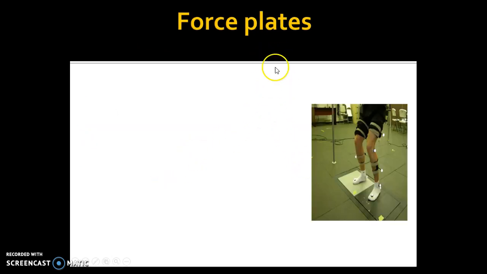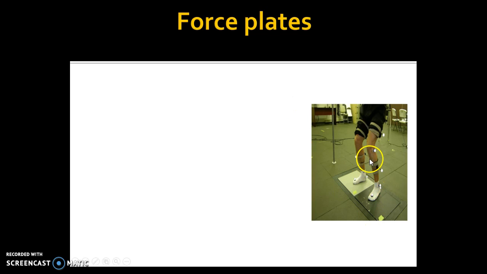Force plates then. So we've done quite a fair bit on force. Remember, Newton's third law talked about action and reaction. So for every action there's an equal and opposite reaction. What force plates do is they look at this ground reaction force. There are the rectangular plates, as you can see here.